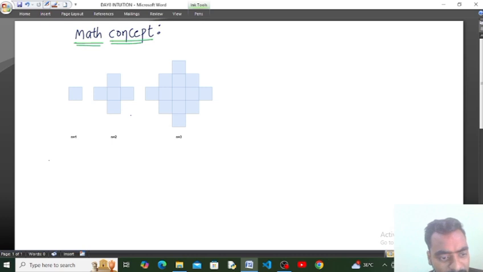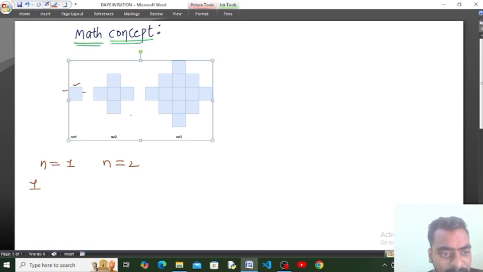For n is equal to 1, meaning for the first minute of time, how many cells can you color? Here only one cell that you can color. For n is equal to 2, for the first minute we colored one cell, and after the first minute you have to color the uncolored cell that touches an already colored cell. That means all 4 directions you can color, right? So total 5 cells you can color for the second minute of time.